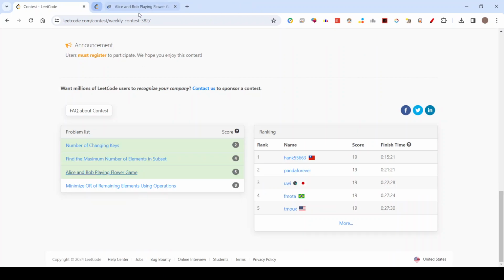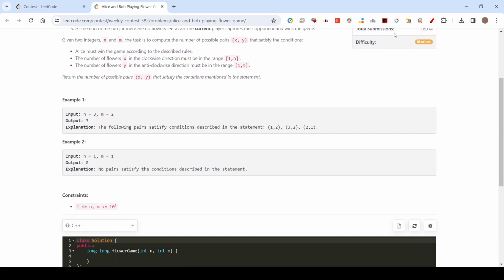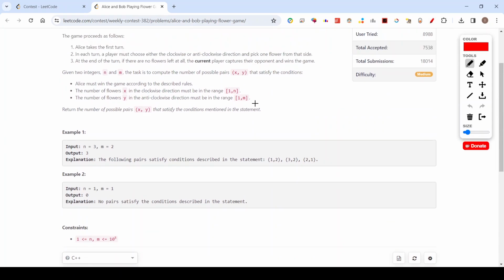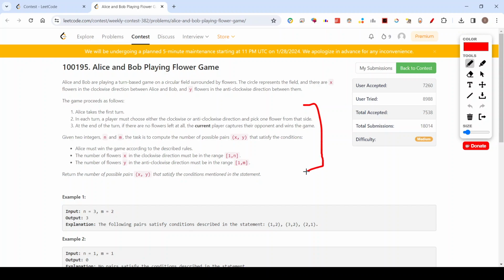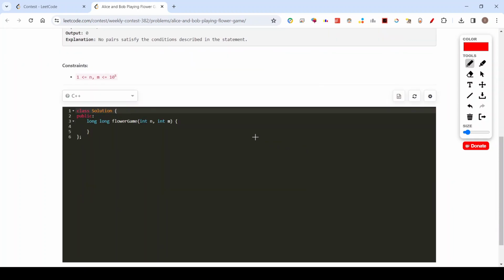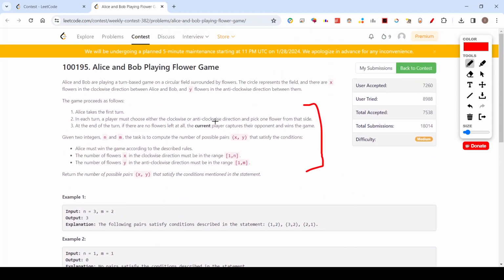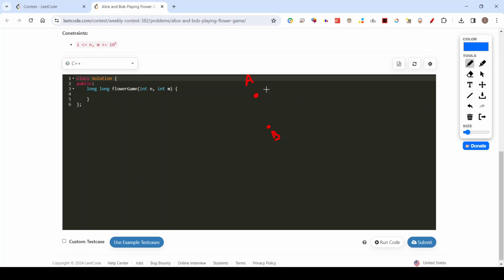And the third problem is an easy problem, Alice and Bob playing a flower game. This is just a game which is happening. So let me just explain what the game is. Basically, imagine that here is Alice and here is Bob. It is said that there are x flowers in the clockwise direction between Alice and Bob. So if this is the clockwise direction, there are x flowers here, and in the opposite direction there are y flowers in the anti-clockwise direction.